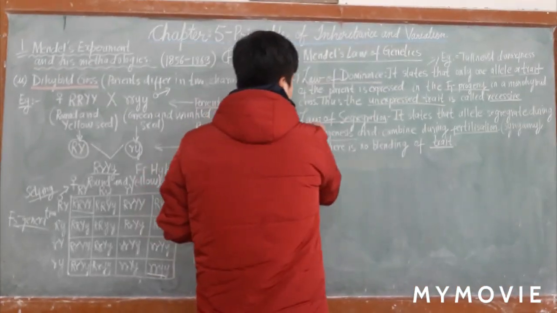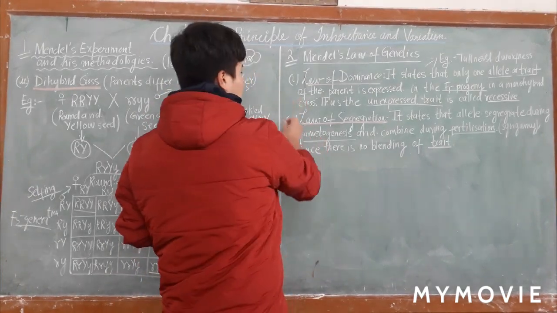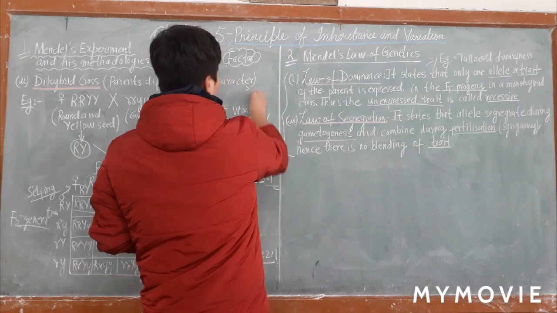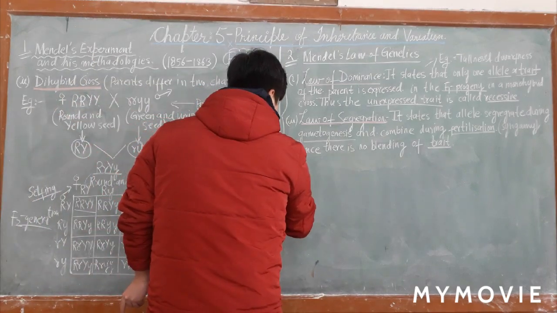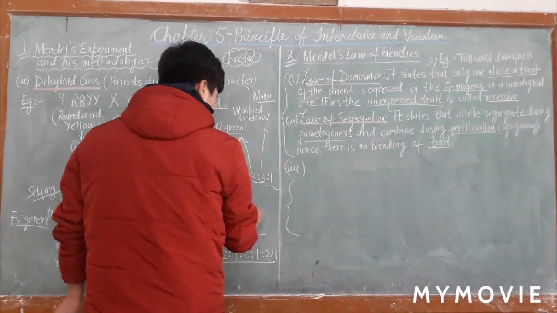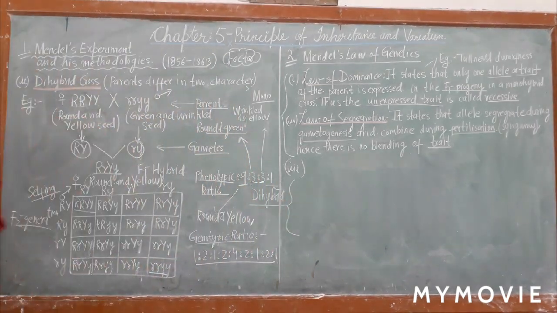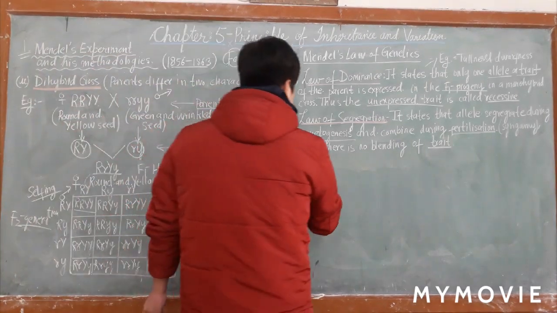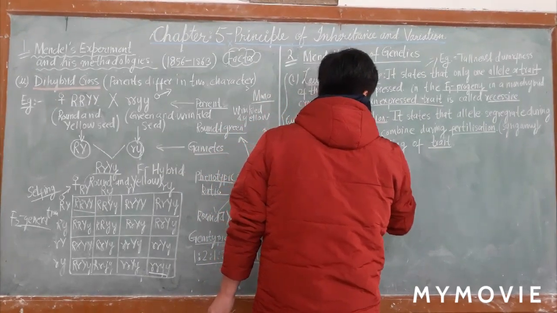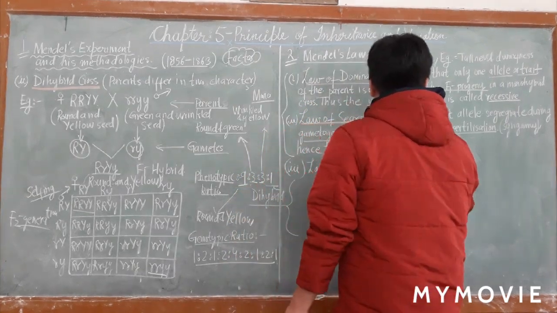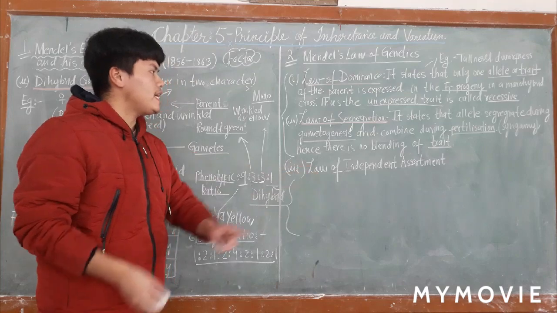The first and second laws are the result of monohybrid cross. But the third law is the result of dihybrid cross. And the third law is the law of independent assortment.